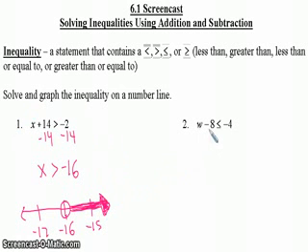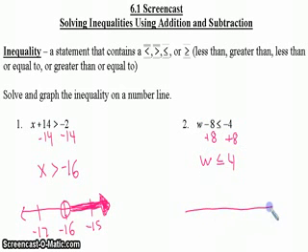If you're dealing with w minus 8 is less than or equal to negative 4, just like an equation, you want to get your variable by itself, so add the 8 across, since it's part of subtraction right now. Just going to say w is less than or equal to negative 4 plus 8, which gives you a positive 4. So w is less than or equal to 4 is your solution. Represent all of the values that make that true.